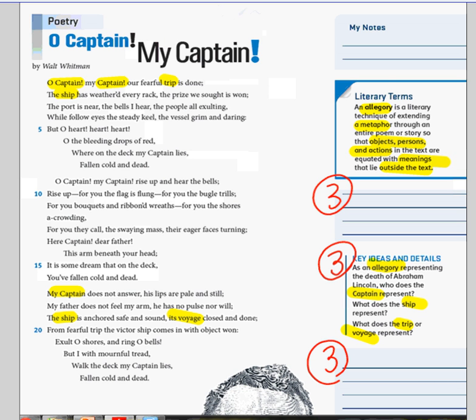If you know this poem is about the death of Abe Lincoln, who do you think the captain is? Captain is Lincoln. I think you can figure that out. Now we have to figure out what ship could possibly mean. Think of an actual captain of a ship. What is their job with a ship? What do they do? What are they responsible for?